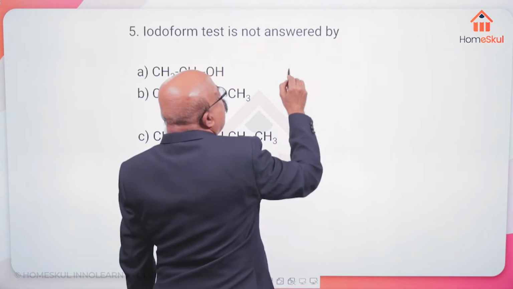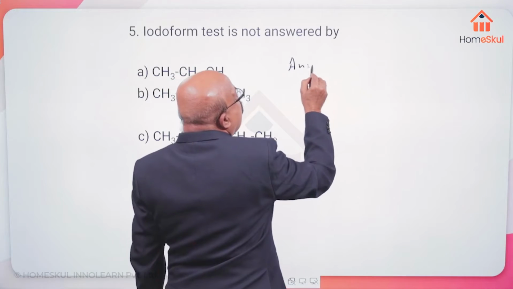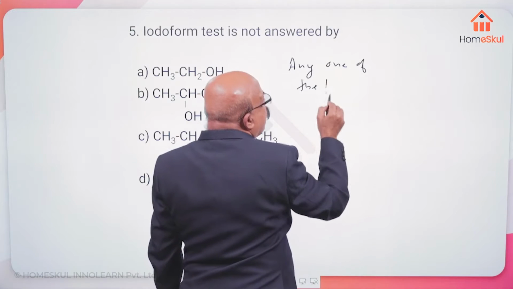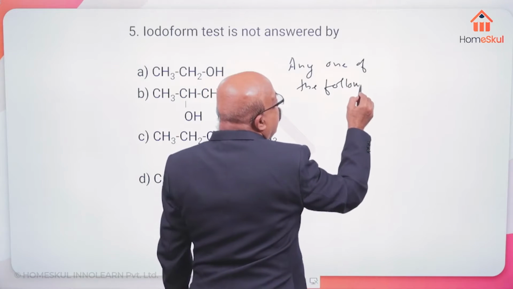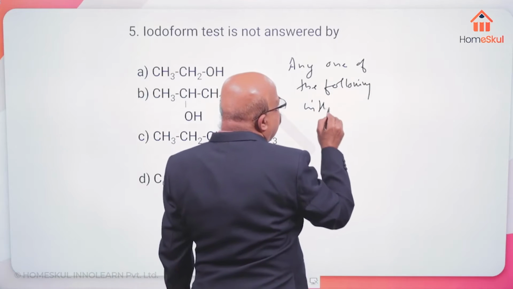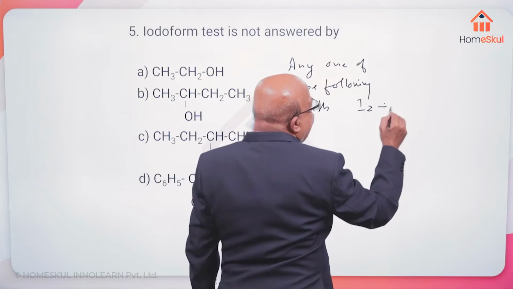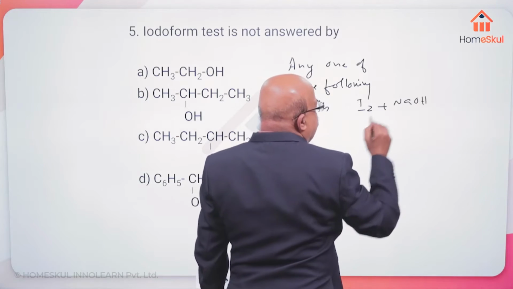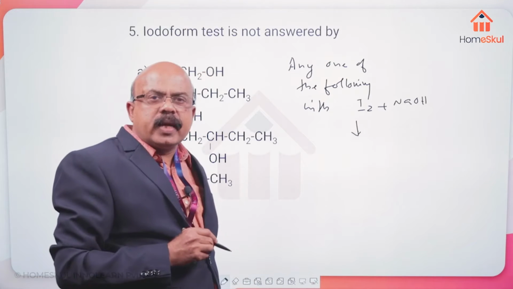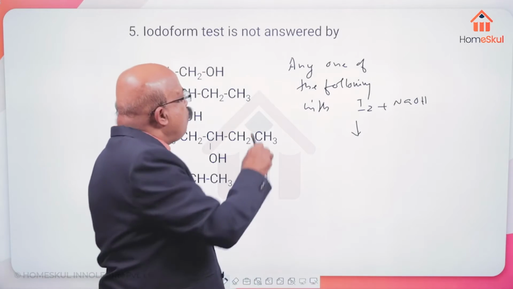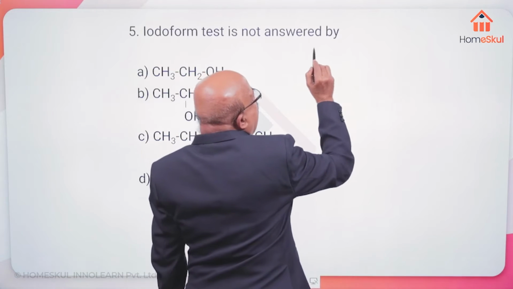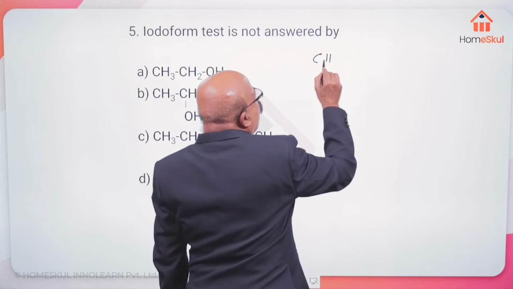That is very important. When you treat any one of the following with iodine and alkali, you will get a yellow colored substance, that is CHI3, that is iodoform. This "any one of the following" is very important. Among primary alcohols, only ethanol.